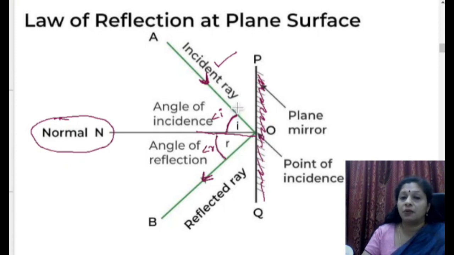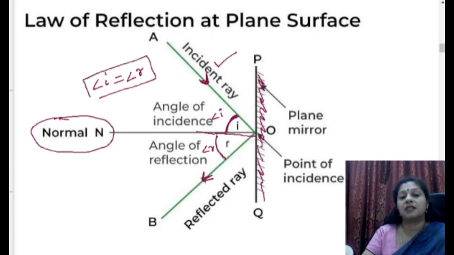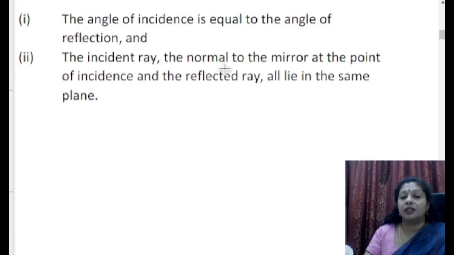Usually for a mirror, whether it is a plane mirror or spherical mirror, the angle of incidence will be equal to the angle of reflection. So this is the first law of reflection. Now the second law states that all these are in the same plane, right? Incident ray, normal, reflected ray, everything is in the same plane. So this is called the second law of reflection: the incident ray, the normal to the mirror at the point of incidence, and the reflected ray all lie in the same plane.